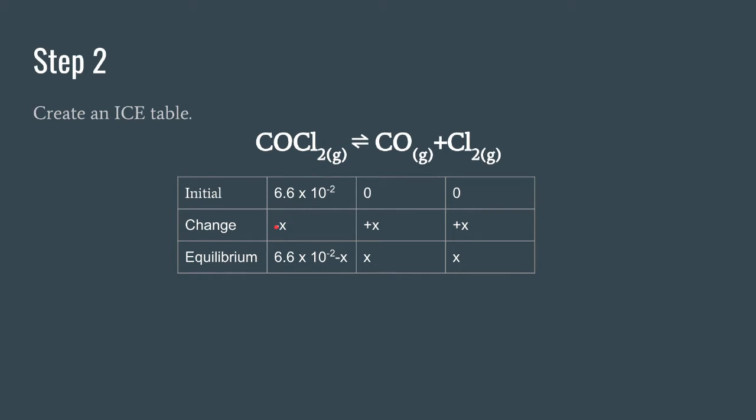So down here, instead of putting plus x as with the products, we're going to put minus x down here. And so, on our equilibrium row, we're going to have 6.6 times 10 to the negative 2 minus x. And then we're just going to have x here, and also x here. Now, how to find x is in the next step.